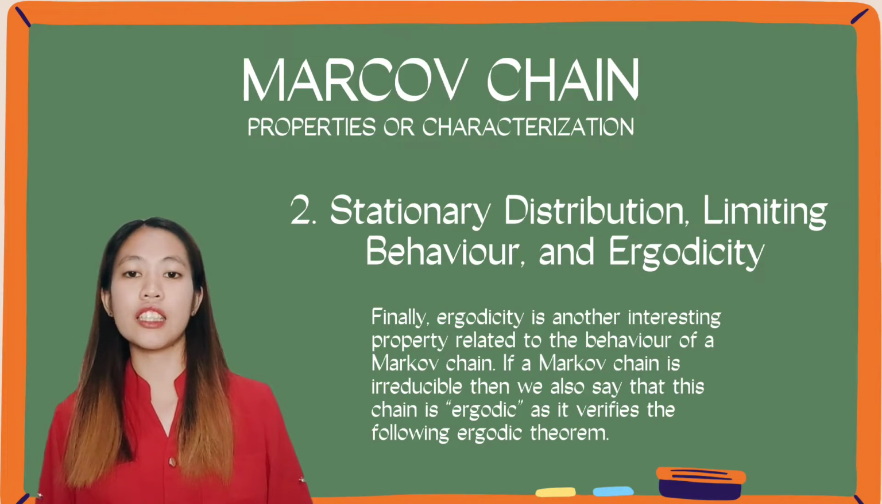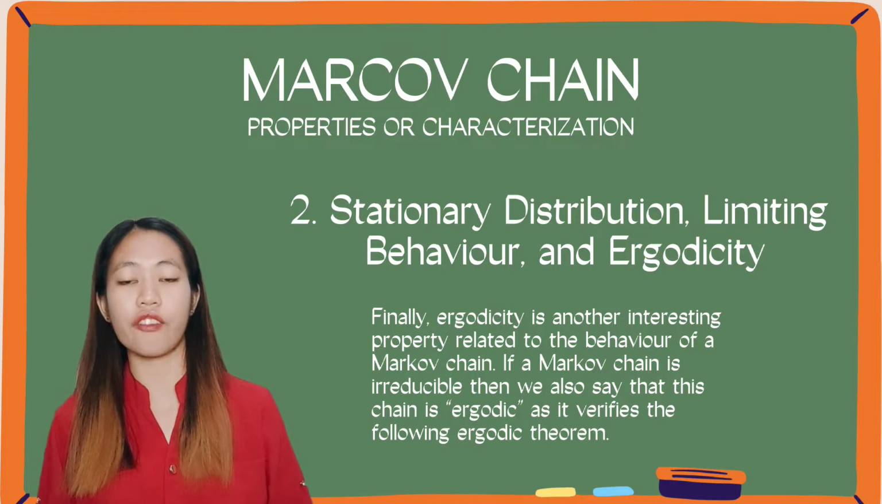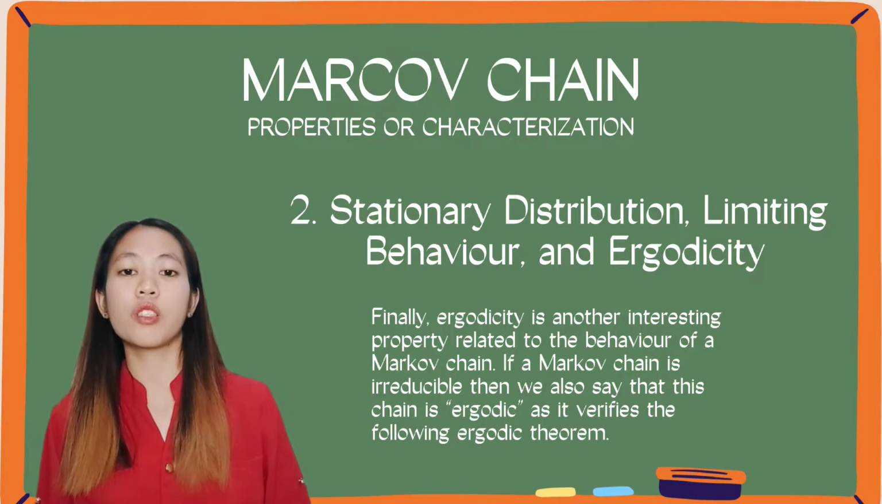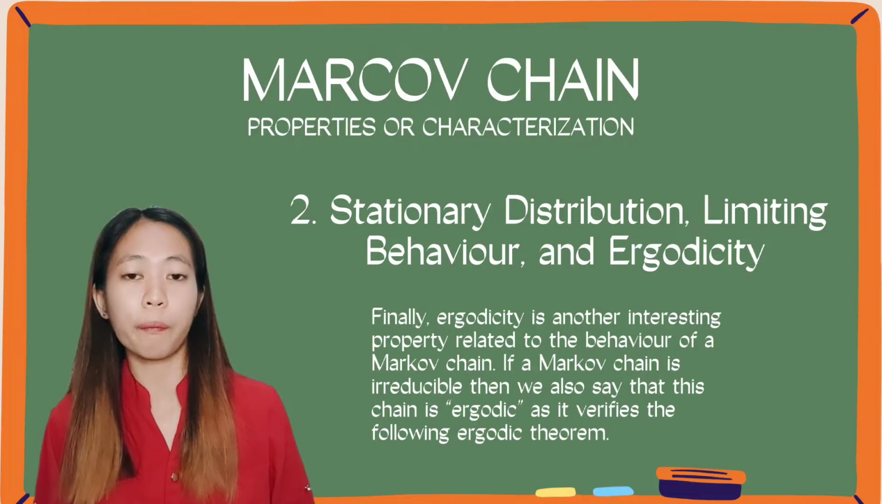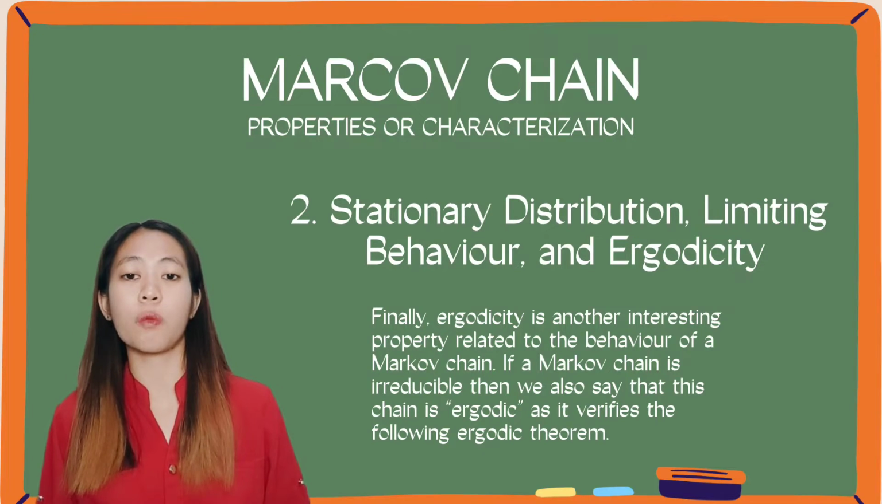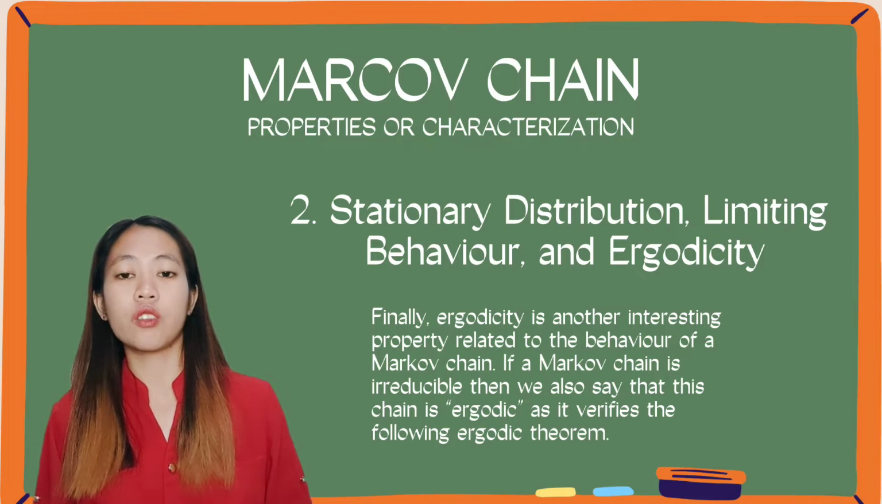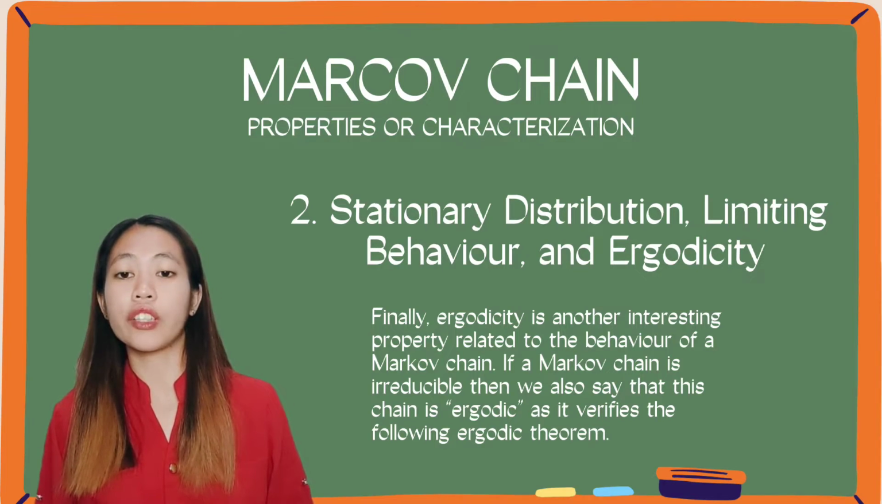Finally, ergodicity is another interesting property related to the behavior of a Markov chain. If a Markov chain is irreducible, then we can also say that this chain is ergodic, as it verifies the following ergodic theorem. Assume that we have an application f(x) that goes from the state space. We can define the mean value that takes this application along a given trajectory, or the temporal mean.